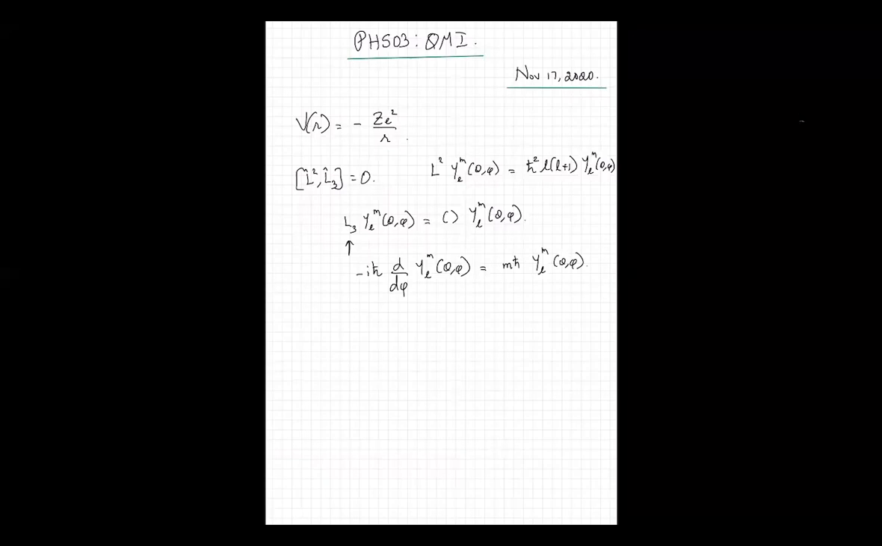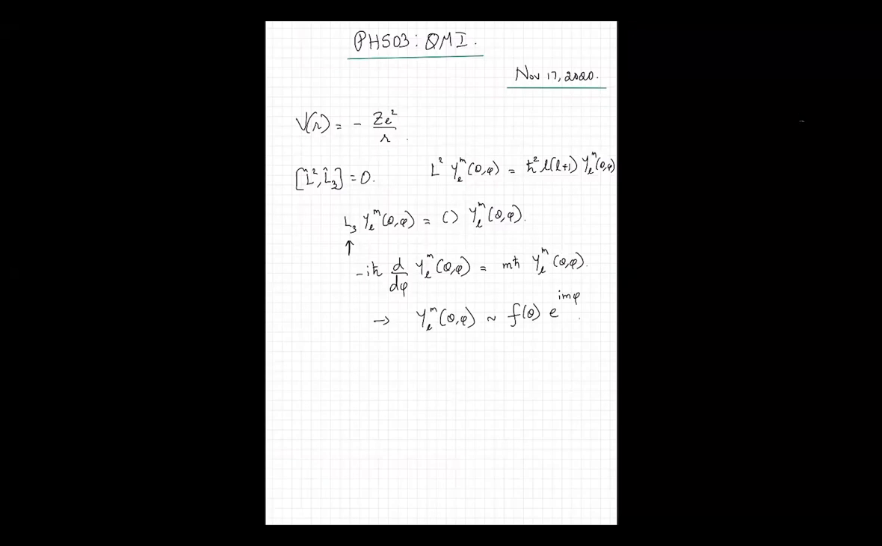Since m has to occur here, I'm simply substituting m, and then I can go ahead and solve for this. Remember that this only solves for the phi part of the equation and not the theta part. So then I know that my Y_lm of theta, phi, once I solve this, should be some function of theta times e to the i m phi.